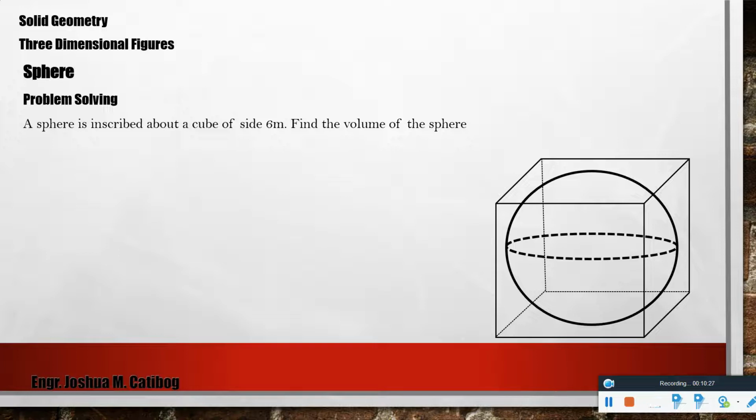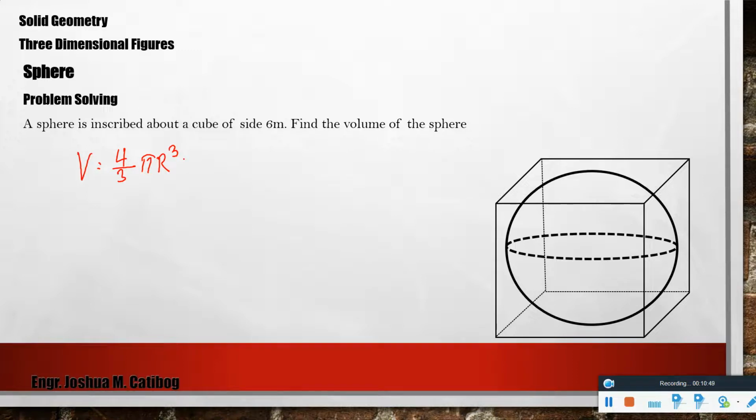Okay, sabi dito, a sphere is inscribed in a cube of side 6 meters. Find the volume of the sphere. Sir, volume ulit ng sphere ay 4 over 3 pi r cube. So sir, dito wala pong binigay na radius or diameter po ng ating sphere.